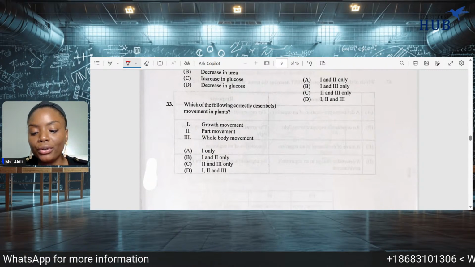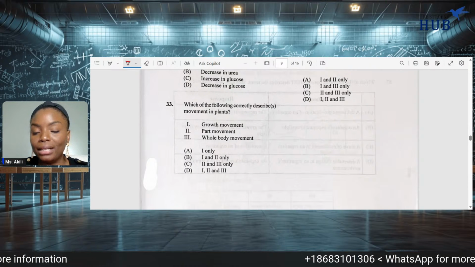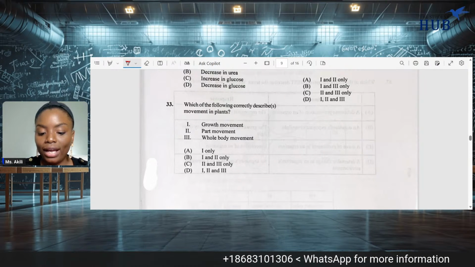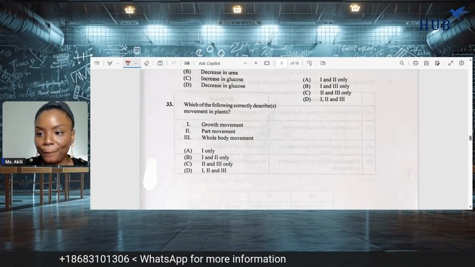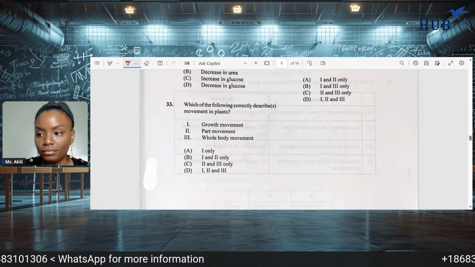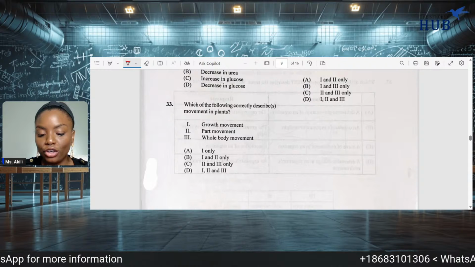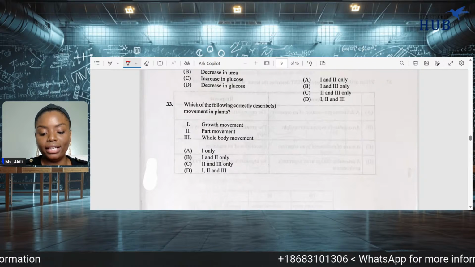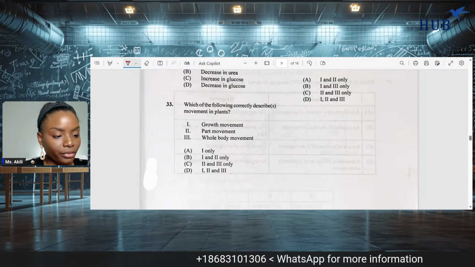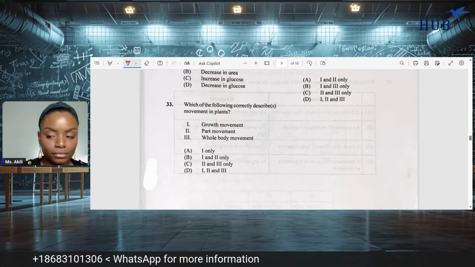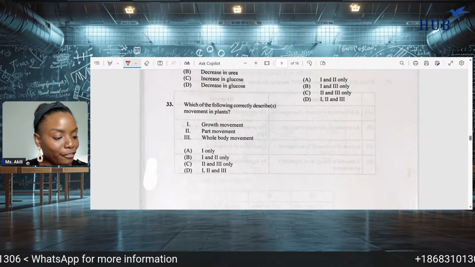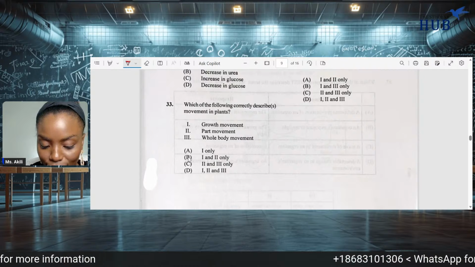Which of the following correctly describes movement in plants, right? We have growth movement, part movement, or whole body movement, right? Is it going to be 1 only, 1 and 2 only, 2 and 3 only, or 1, 2, and 3? Right? Everyone saying B for this one, 1 and 2 only.